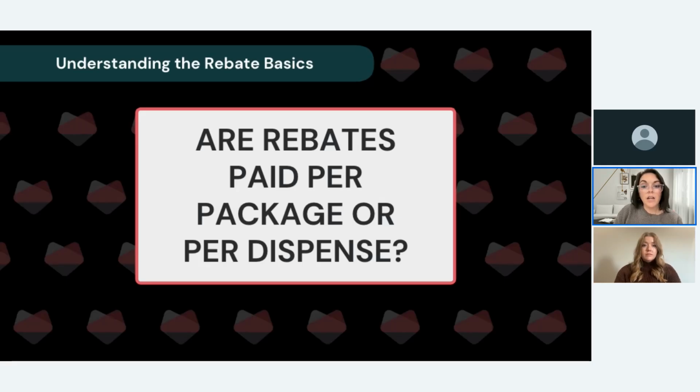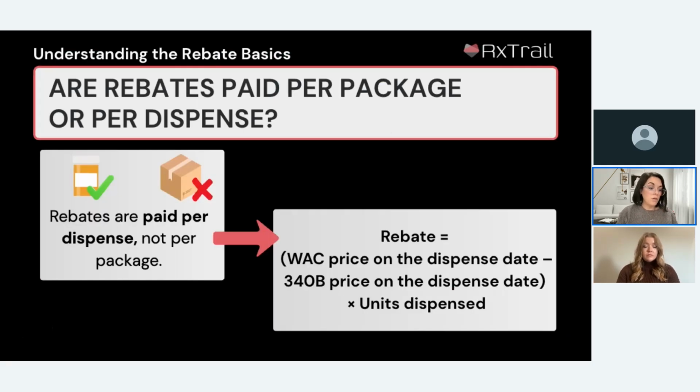Okay, are the rebates paid per package or per dispense? So they will be paid per dispense. You don't have to wait until you've dispensed a whole package to submit your claim, which I would recommend not doing that. They are going to pay it as a percentage of the package. So if you have bought a 90 tablet bottle and you dispense 30 tablets, you're going to submit that claim and they are going to pay you a third of the WAC minus 340B times the units you dispensed. So you will get a percentage of that package. Hopefully that makes sense, but obviously we'll be able to answer more questions about that too.